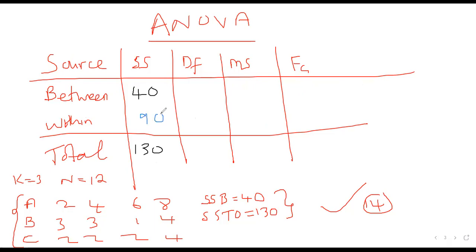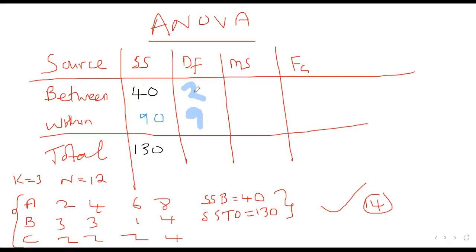90. Correct. Then we go to our k minus 1. Degree of freedom for the between is k minus 1. So our k, what is our k? 3. 3 minus 1, which is 2. Degree of freedom for the within is n minus k. So n is 12. 12 minus 3 is 9. So you put your 9 there.